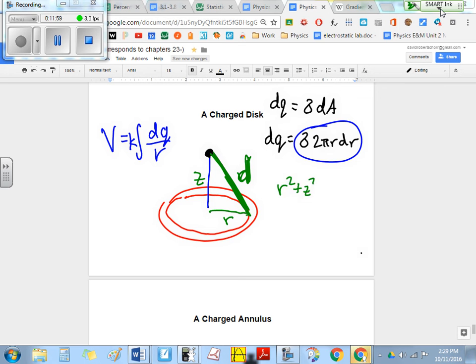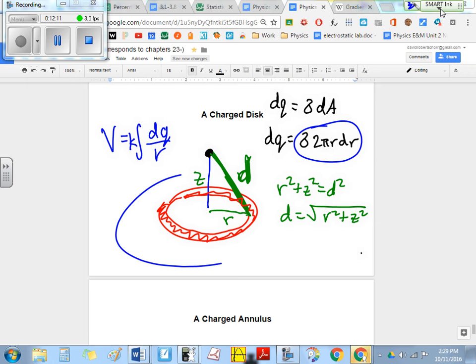It's r squared plus z squared equals d squared, or d is the square root of r squared plus z squared. I'm not using capital R because this is one ring out of many rings that fit inside our big disk. You see? So I don't want to call it capital R yet. I'm going to save that for the radius of the whole disk.